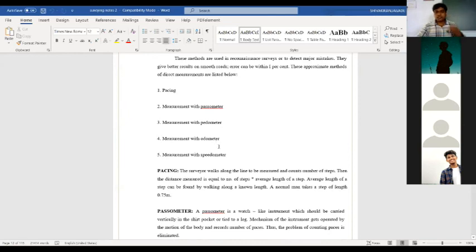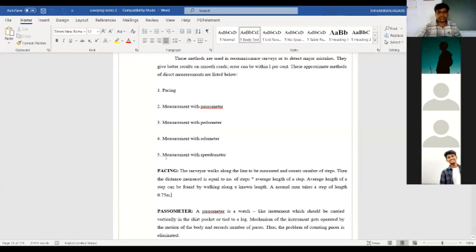Next, coming to the odometer. This device we're going to fix on the wheel. The wheel diameter is loaded in that odometer. Based upon the rotation of the wheel, it is going to count the number of rotations. So based upon the rotation, we're going to have the length.